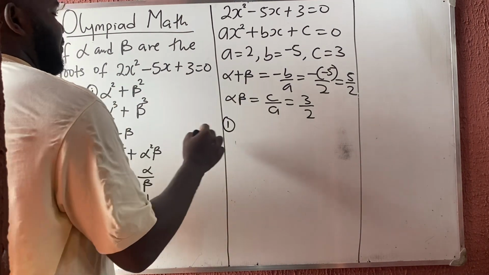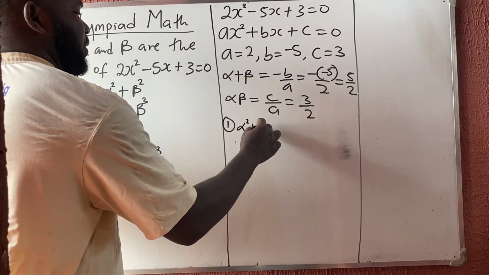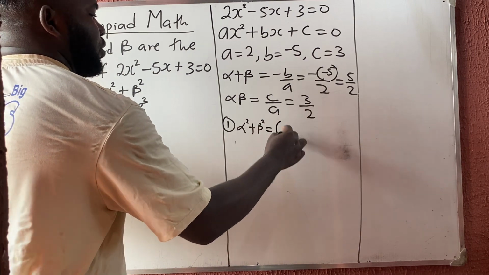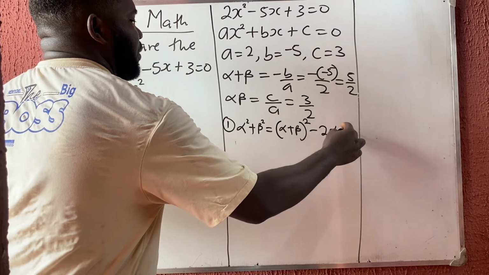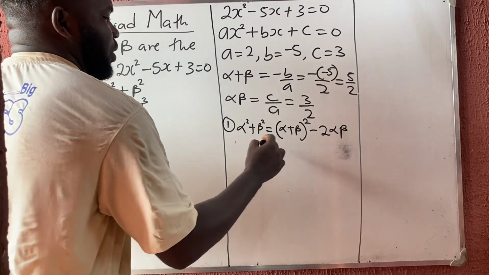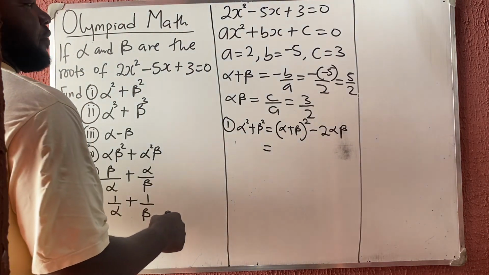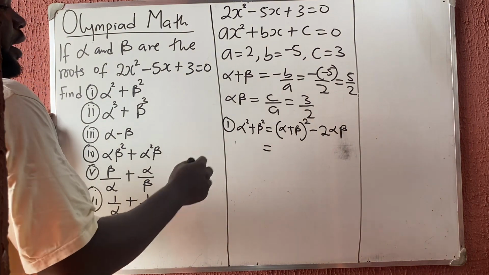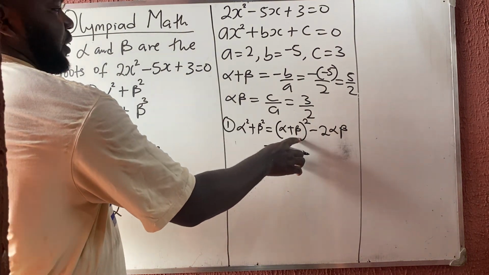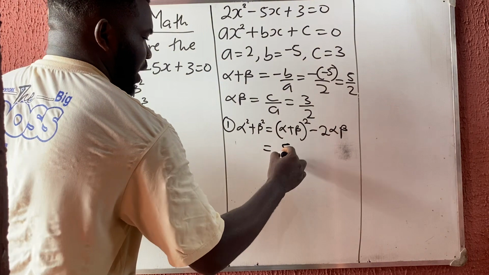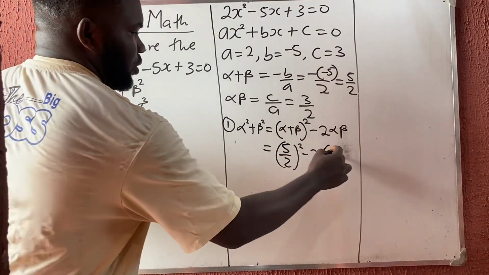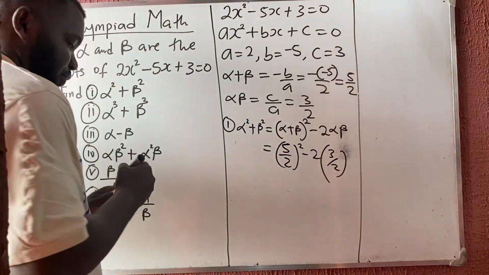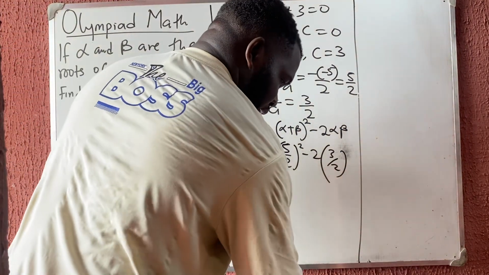To get part I, alpha squared plus beta squared is equal to alpha plus beta all squared minus 2 alpha beta. Okay, it's very simple. You need to know this formula. It's very, very important. Now, alpha plus beta, we got it as 5 over 2, all squared, minus 2 into 3 over 2. If we do that quickly, we get our answer.